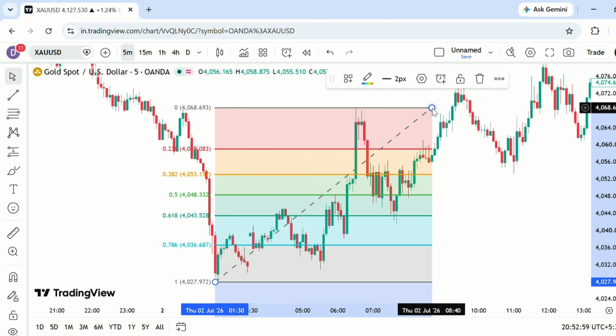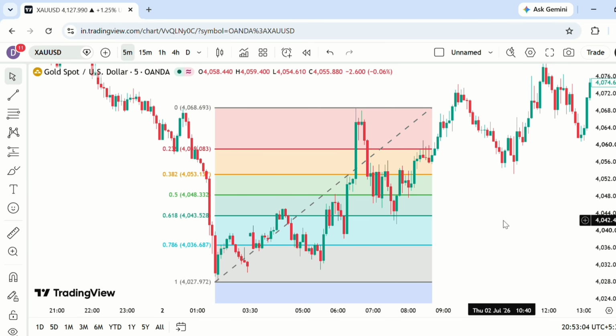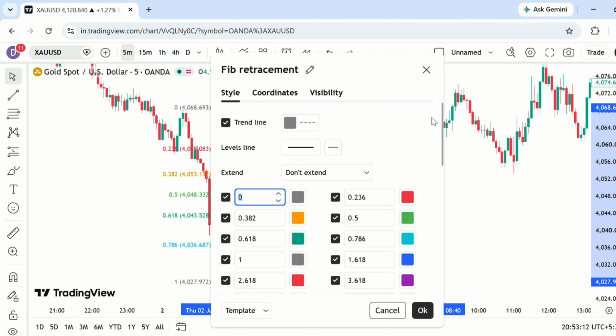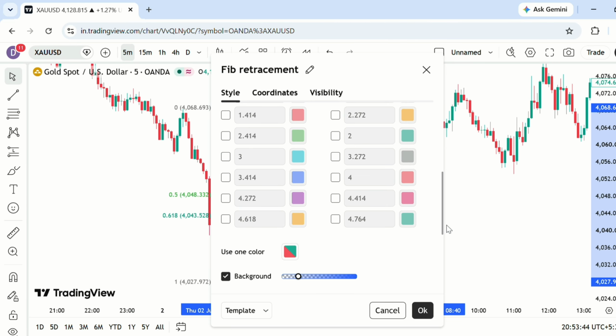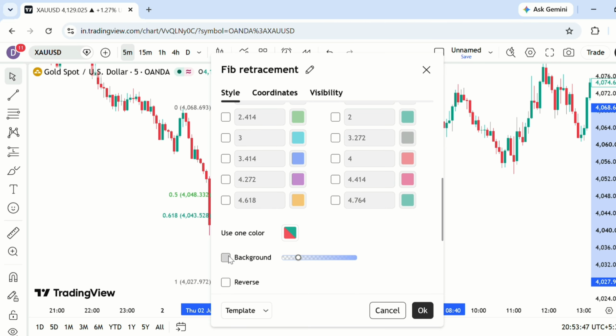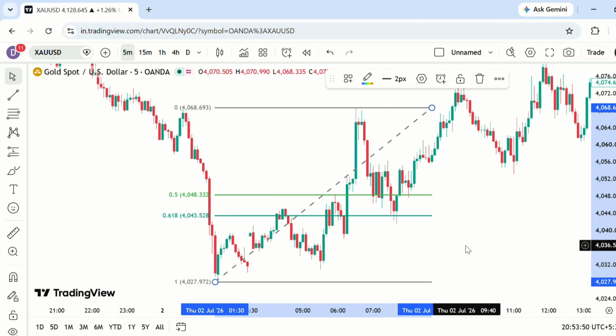This is the default setting. You'll see many Fibonacci levels on your chart, which can be very complex for you at first. The good news is that you don't need all of them. Open the settings and remove the unnecessary levels. Delete the 0.382 level. Then remove all the extension levels above 1 except 1.618. Also remove 0.236 and 0.786. Now you'll be left with only 5 important levels: 0, 0.5, 0.618, 1, and 1.618. If you want a cleaner chart, you can also remove the background shading. Now your Fibonacci setup becomes much simpler and much easier to read.